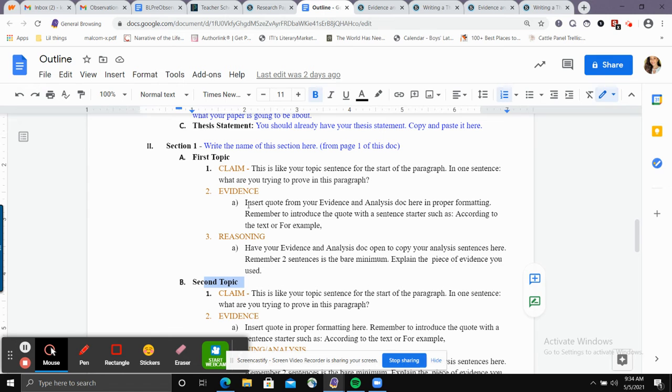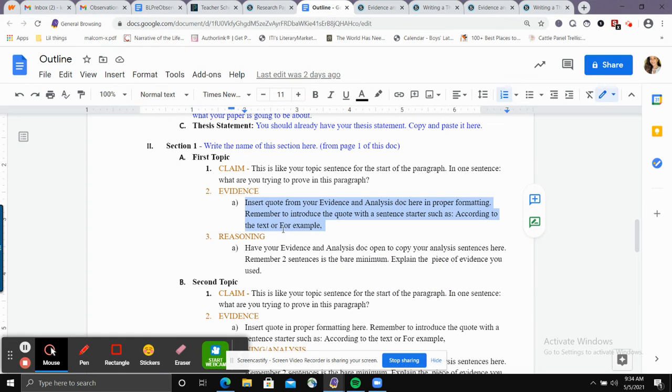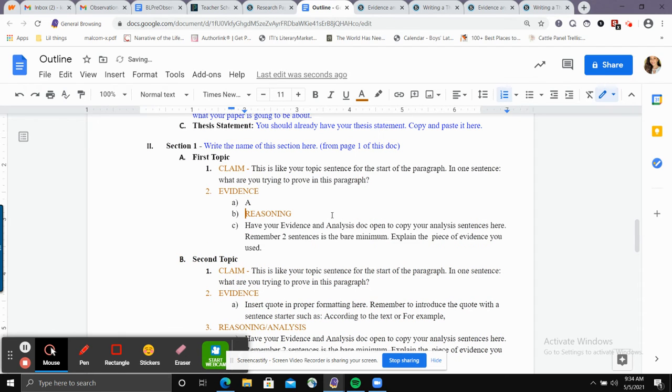And you are plugging in those quotes, copying and pasting them from here, your first one to your outline. A little bit different with this one though, I want you to include a sentence starter to your quote, which I included in the directions here. So you're erasing this and you're starting it with, put that down there.